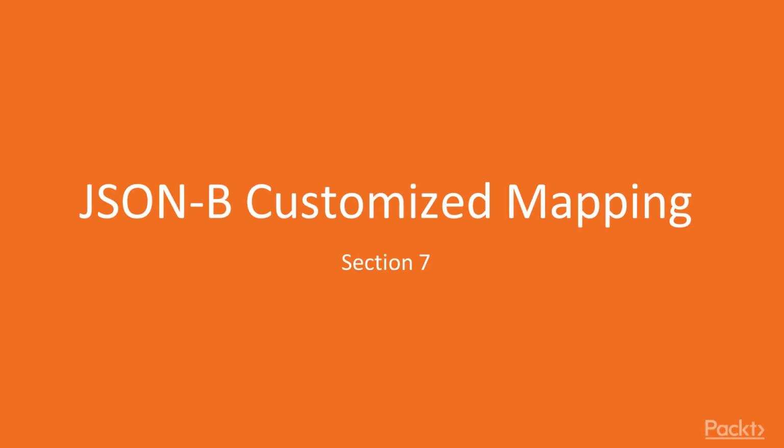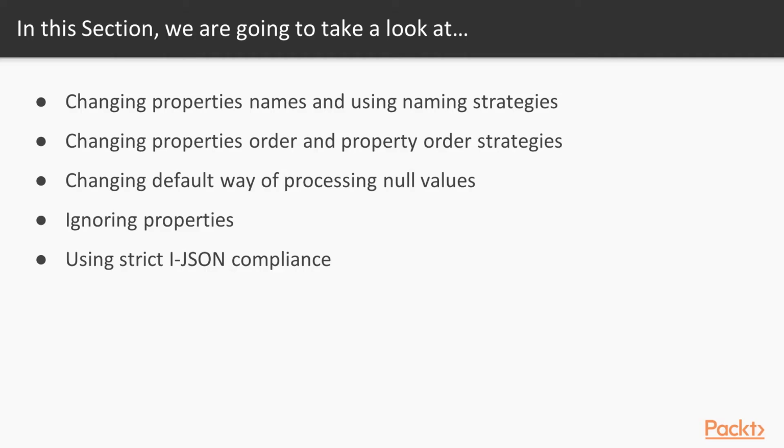Welcome to Section 7 of JSON in Java Enterprise Edition 8 hands-on training. This section covers JSON-B customized mapping. In this section, I'll talk about customizations. We'll study what kind of customizations are supported and we'll learn each of them.